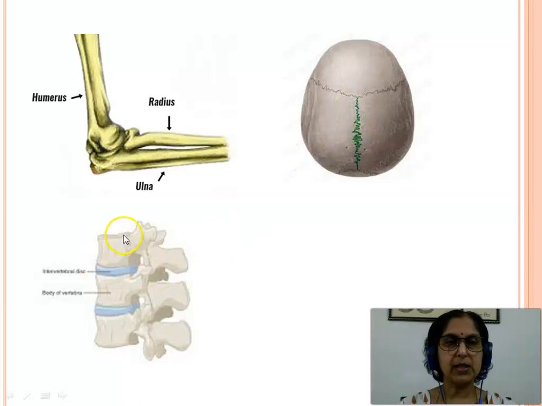Whereas what we see here is an irregular bone, that is the vertebra. So adjacent vertebrae, as we see here, are forming a joint by the surface, that is the upper and lower surfaces of the adjoining vertebrae are forming the joint here. So long bones articulate by their ends, flat bones articulate by their margins, and irregular bones articulate by their surfaces.